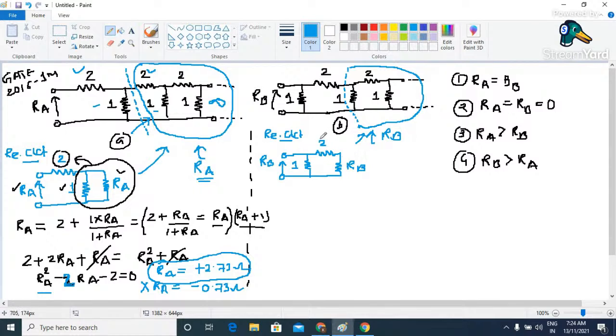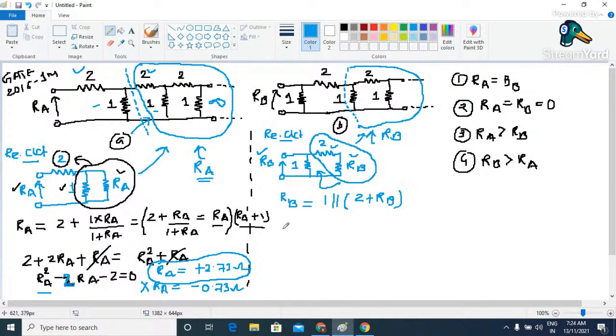Now once you have this reduced form of circuit, it is very simple to solve. In this case these two resistors are now in series configuration, and that effective resistance is going to be in parallel with 1. So I can write RB is equal to 1 in parallel with the series combination of these two, and the series combination is nothing but we need to add them. So it is going to be 2 plus RB.